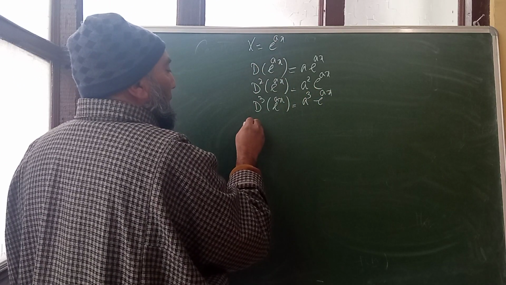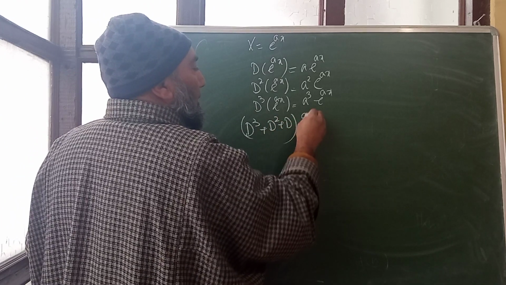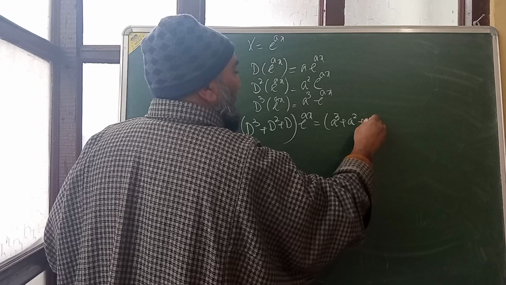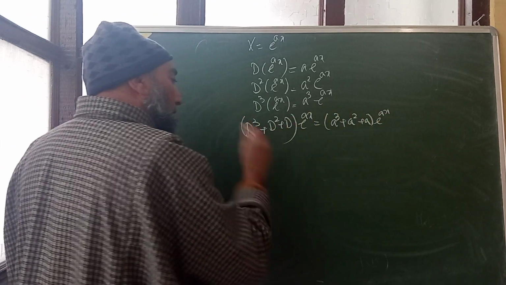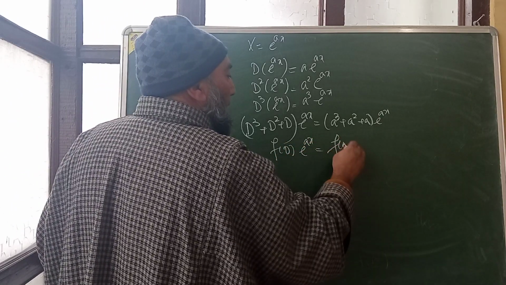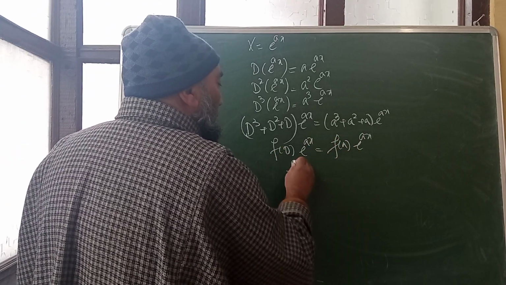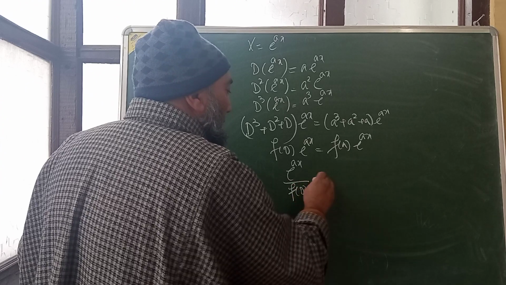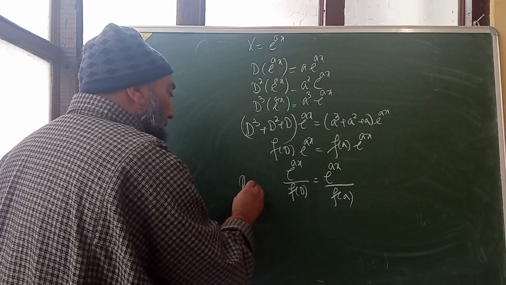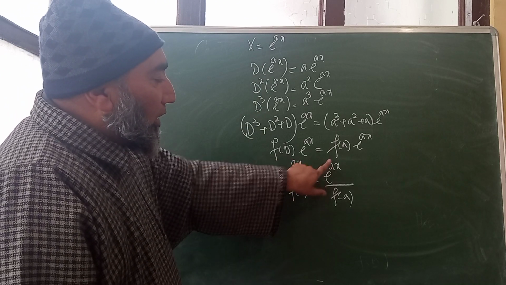If I add up these three, d cube plus d square plus d operating on e to the power ax, I will get a cube plus a square plus a, times e to the power ax. This is quite simple. So generally, if I have f(D) operating on e to the power ax, I get f(a) e to the power ax. Therefore, if I divide, e to the power ax upon f(D) is nothing but e to the power ax upon f(a). This is the particular integral which I have told you: x upon f(D), e to the power ax upon f(D) is e to the power ax upon f(a).